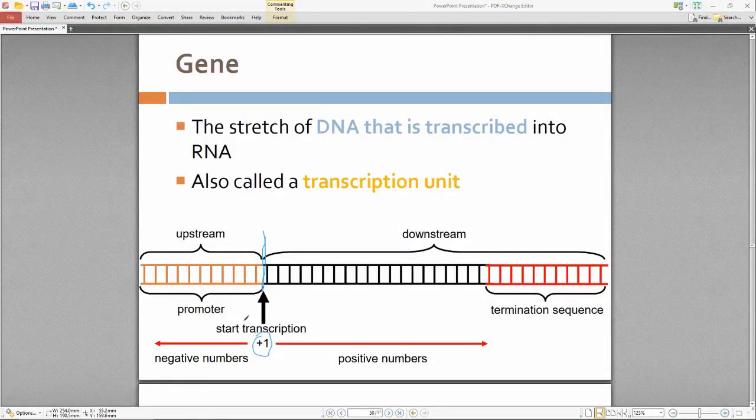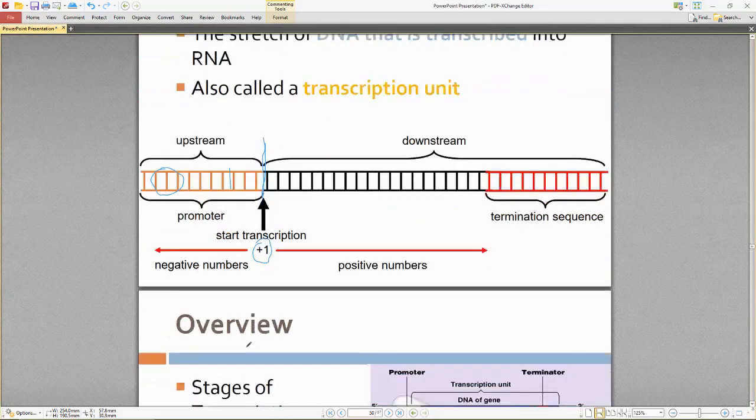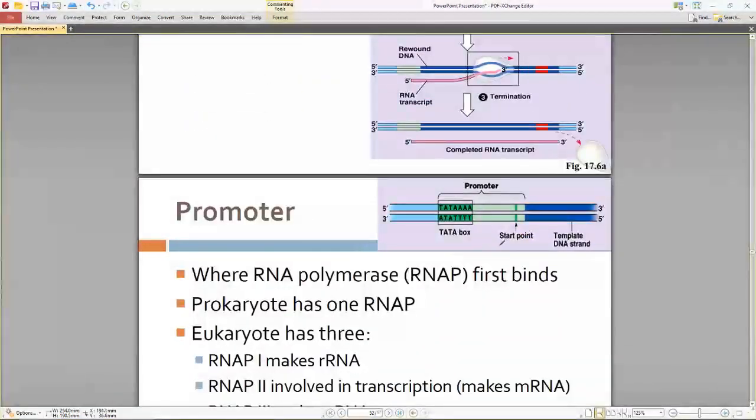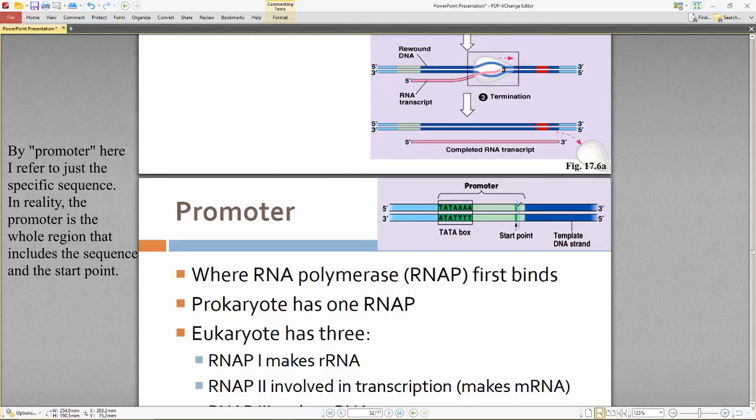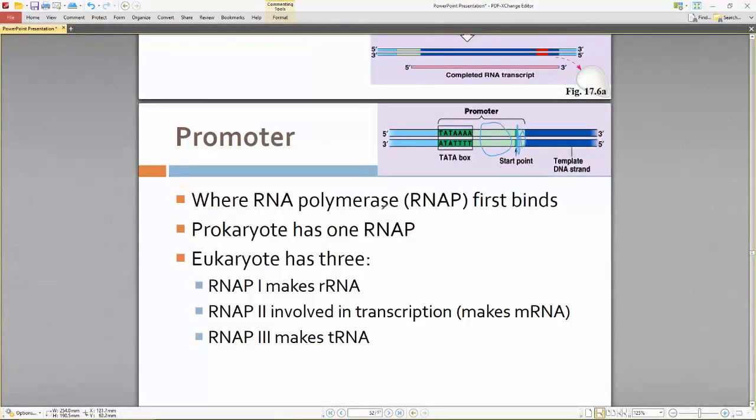Alright, so this is position 1. Remember that the promoter is somewhere here, and then there's a start point. Actually, maybe it's better to look over here. You see that there's a promoter here and a start point here. But then there's also this section or this section. So what's going on here?